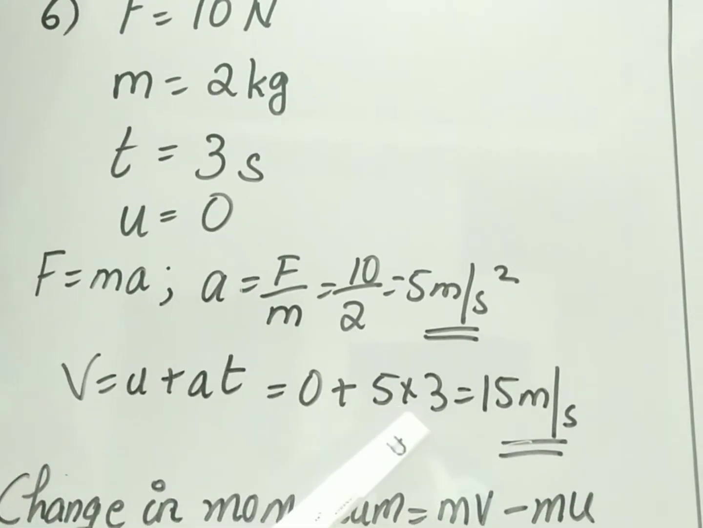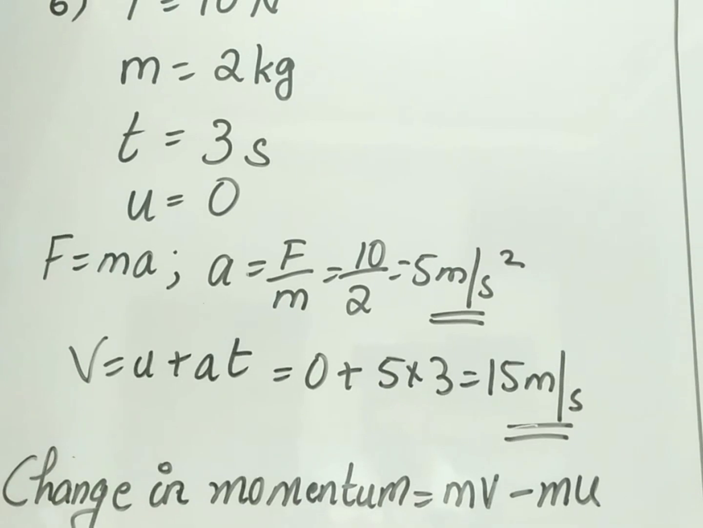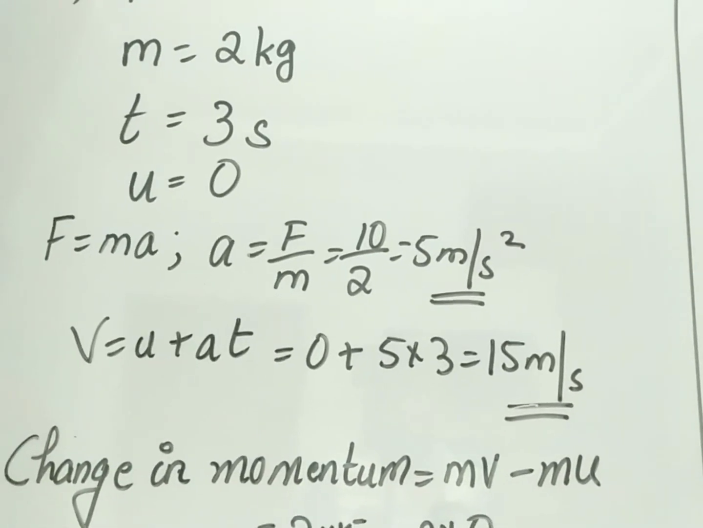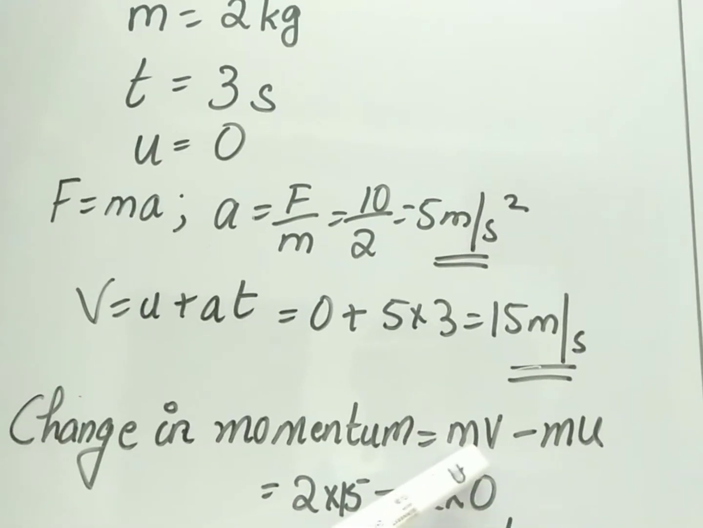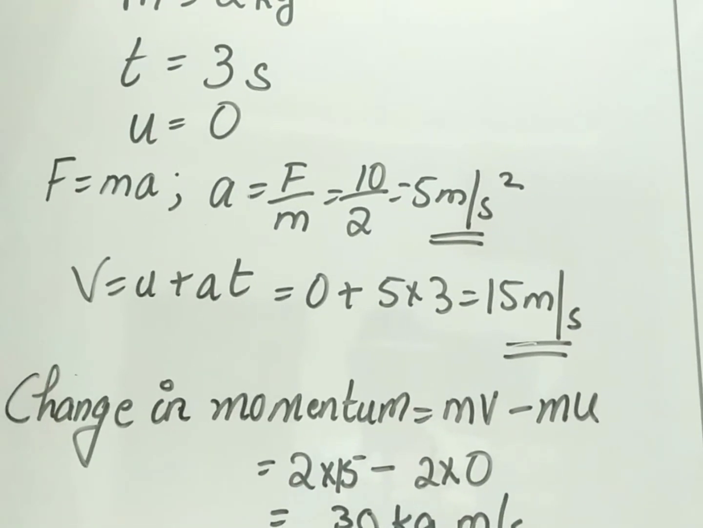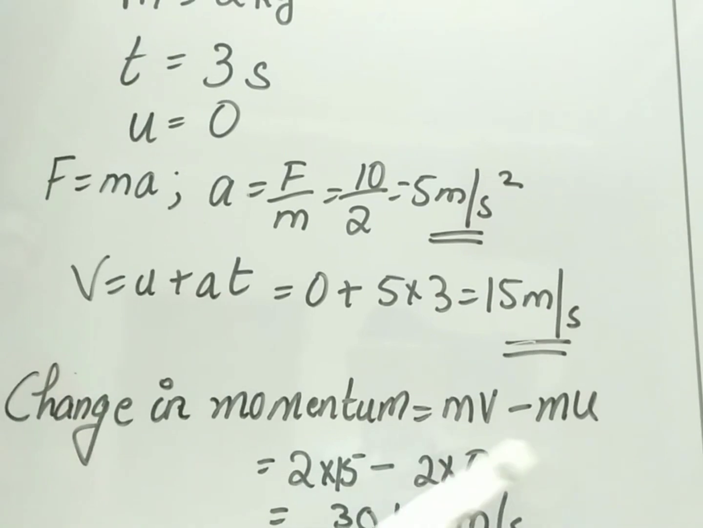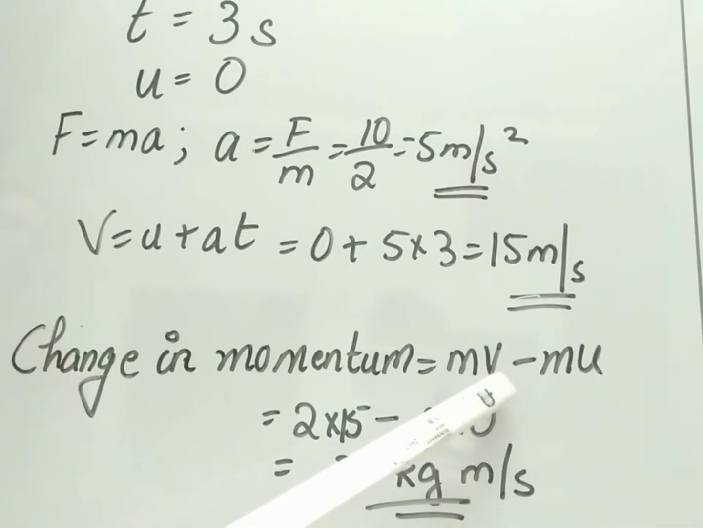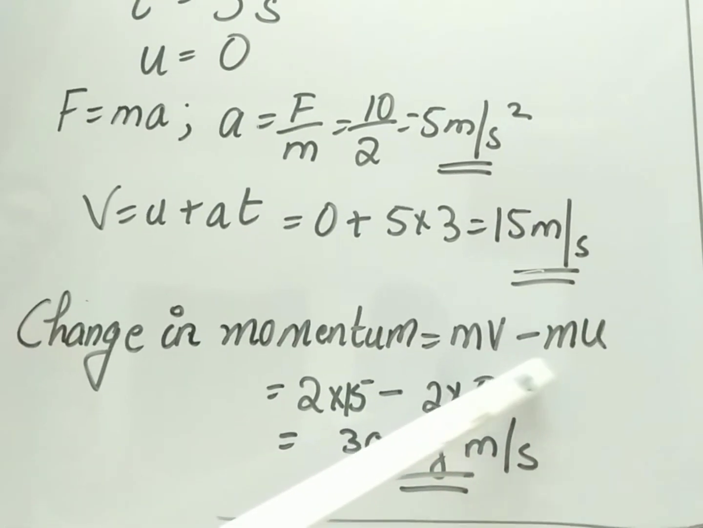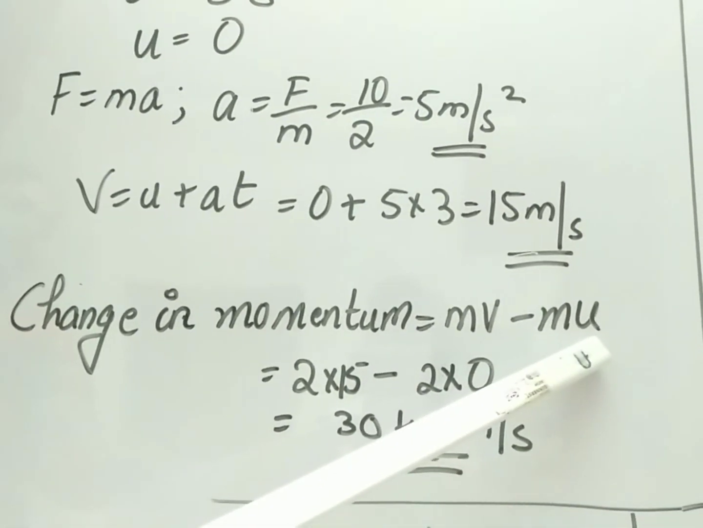Calculate the velocity acquired. Second question is calculate the change in momentum. What is change in momentum? Formula for momentum is mass into velocity. Change in momentum is final momentum minus initial momentum. Final momentum is mass into capital V. Initial momentum is mass into U, small letter u.